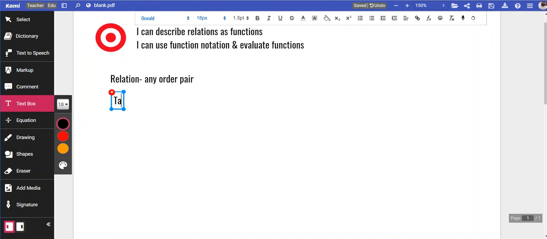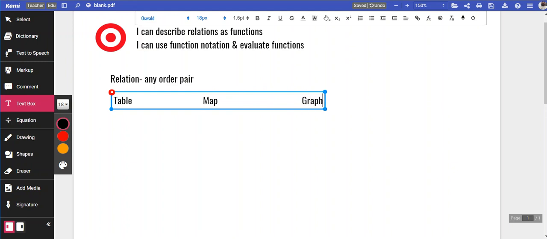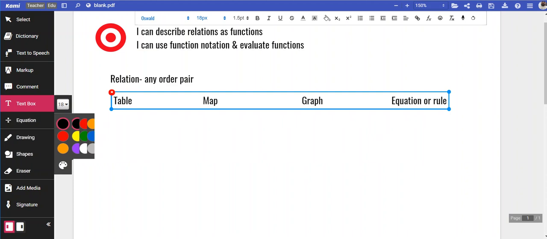You can represent it as a table. You can represent it as what's called a map. You can represent it as a graph, and you can also represent it as an equation or rule. So what does that look like?